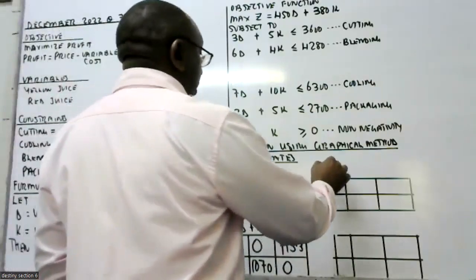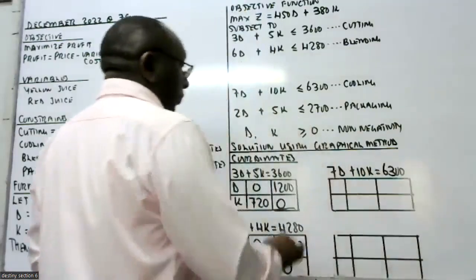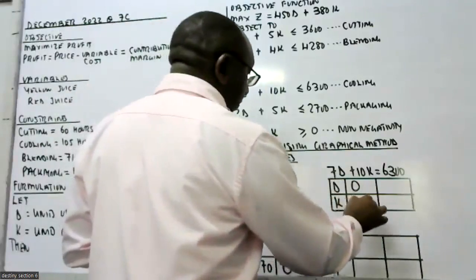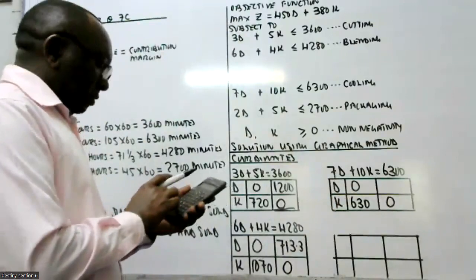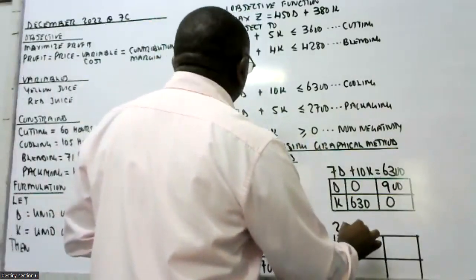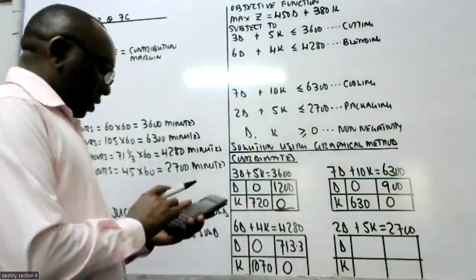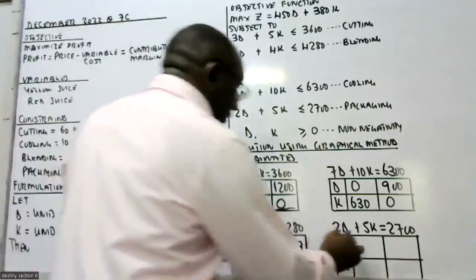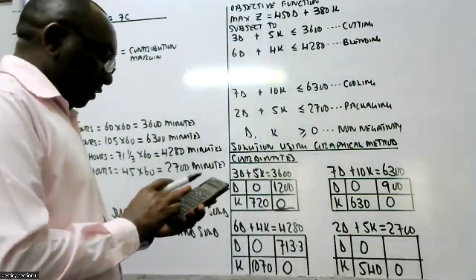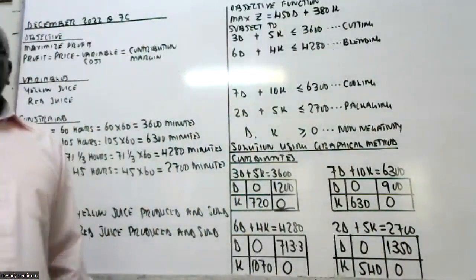The next one is 7D plus 10K is equal to 6,300. So if this is D and this is K, if D is 0, K will be 630. And if K is 0, 6,300 you divide by 7, you are able to get 900. And the last one is 2D plus 5K is equal to 2,700. So this is D, this is K. So 2,700 divided by 5, so we say when D is 0, K is 540. And when K is 0, we have 2,700 divided by 2. That is 1,350.